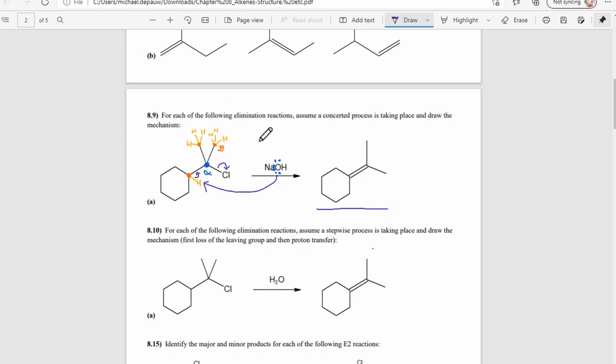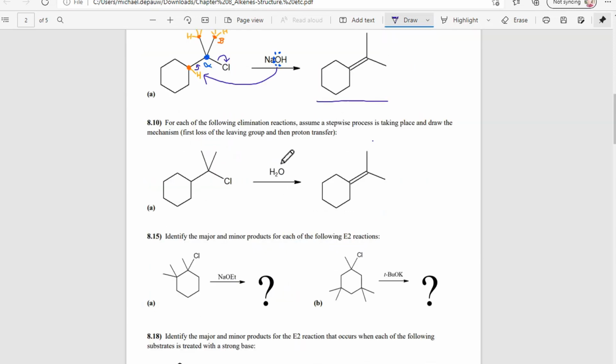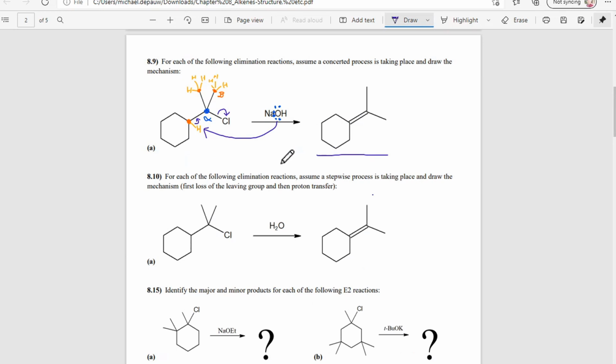That makes sense. Now, one thing to note is that you do actually still get some of the disubstituted product. It's just going to be a minor product. It's not going to be the major product. Cool. All right.